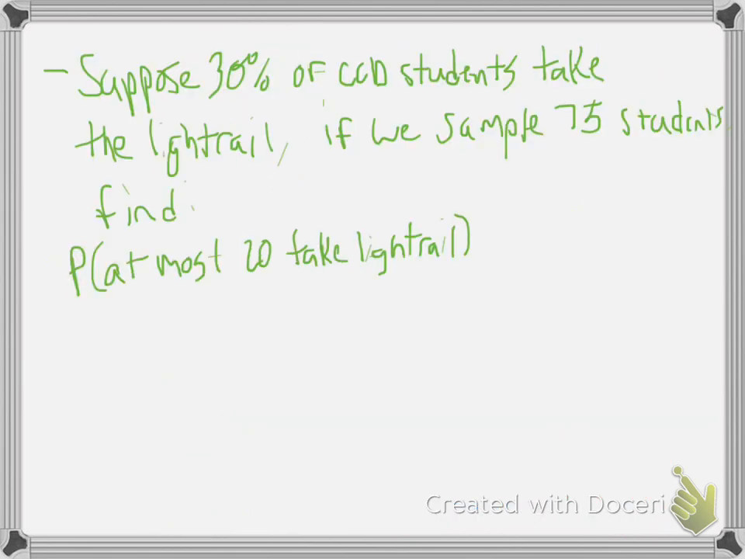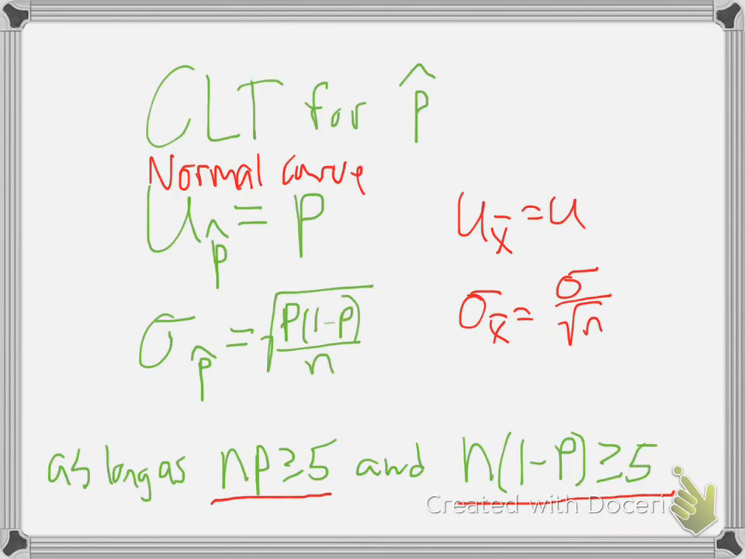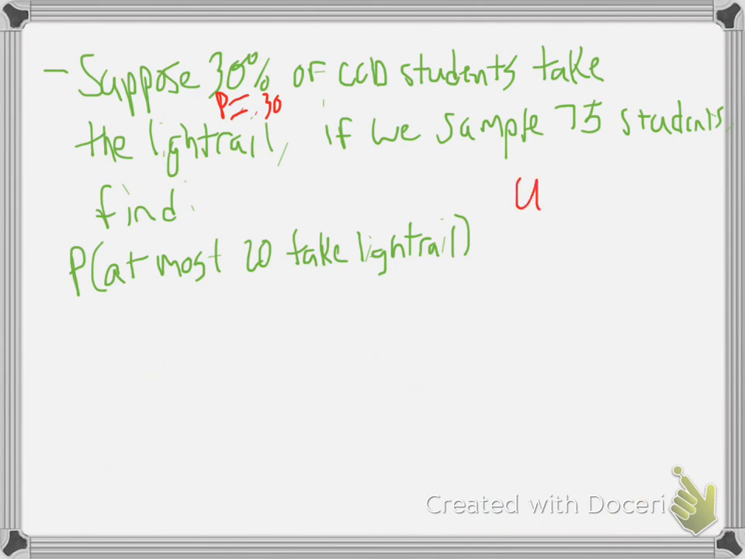Okay, let's do one more example here, so the whole thing all over again. Suppose 30% of CCD students take the light rail. What does that tell us? That tells us what p is. We know that p is 0.30, which means from the central limit theorem, remember that the mean of the distribution, the center of this curve, is equal to that number. So we can say the mean of the p-hats is equal to 0.30. That's the most likely outcome from what we sample. We would expect a sample p-hat of 30%.